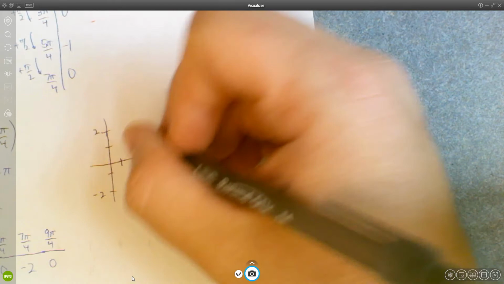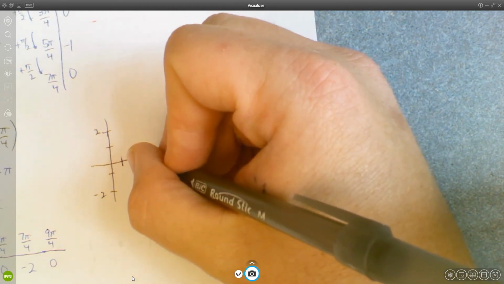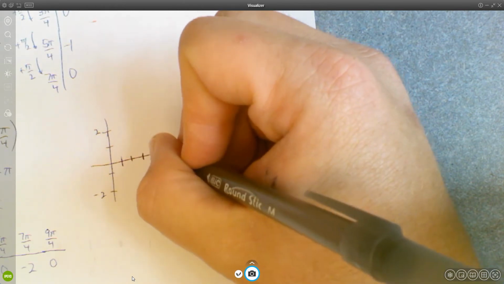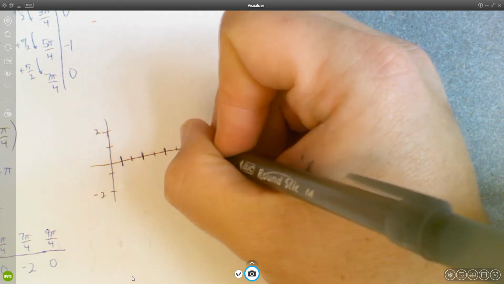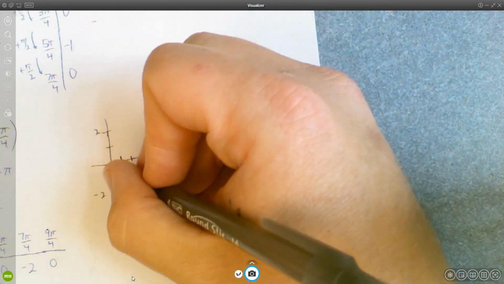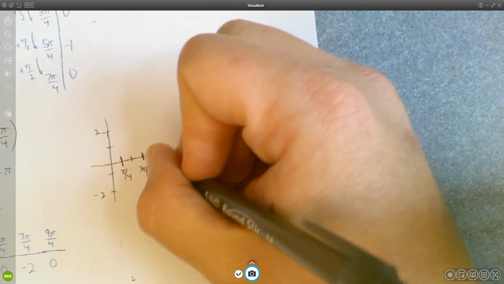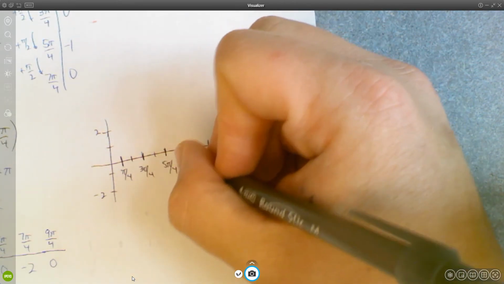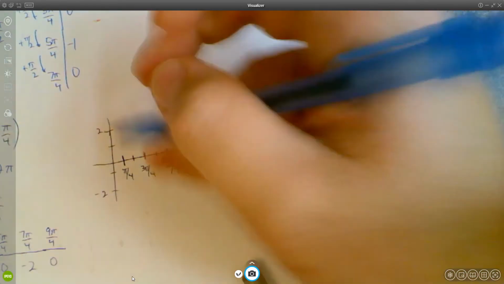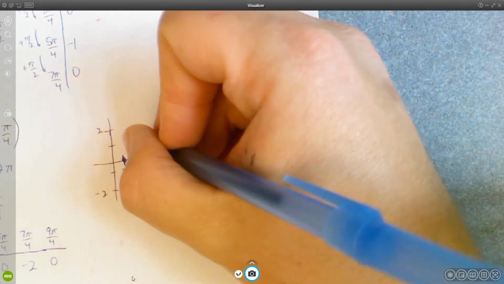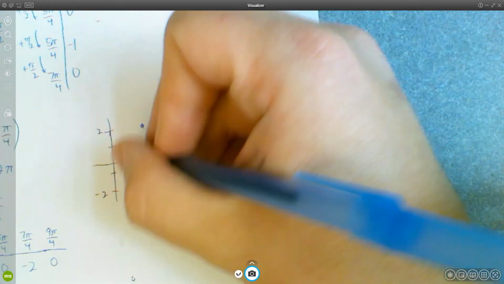So pi over 4 is there. And then there's 2 pi over 4, there's 3 pi over 4, 4 pi over 4, 5 pi over 4, 6 pi over 4, 7 pi over 4, 8 pi over 4, 9 pi over 4. Okay, so 0, 2, 0, negative 2, 0.